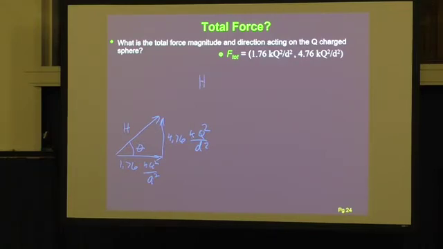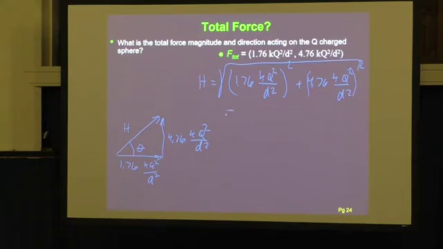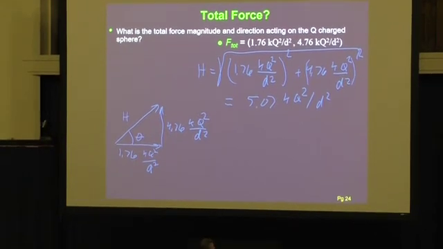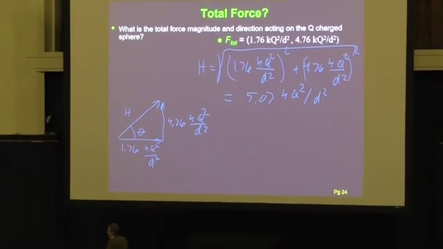And so I just go through. First of all, the hypotenuse is going to be these two sides squared: 1.76 kQ squared over d squared, squared, plus 4.76 kQ squared over d squared, squared, and the square root of that. When I went through and did this, I got about 5.07 kQ squared over d squared. Obviously this is a little easier if they give you numbers and it's not in letters, but I thought it'd be good to do one in letters just so we've done it as hard as we could.